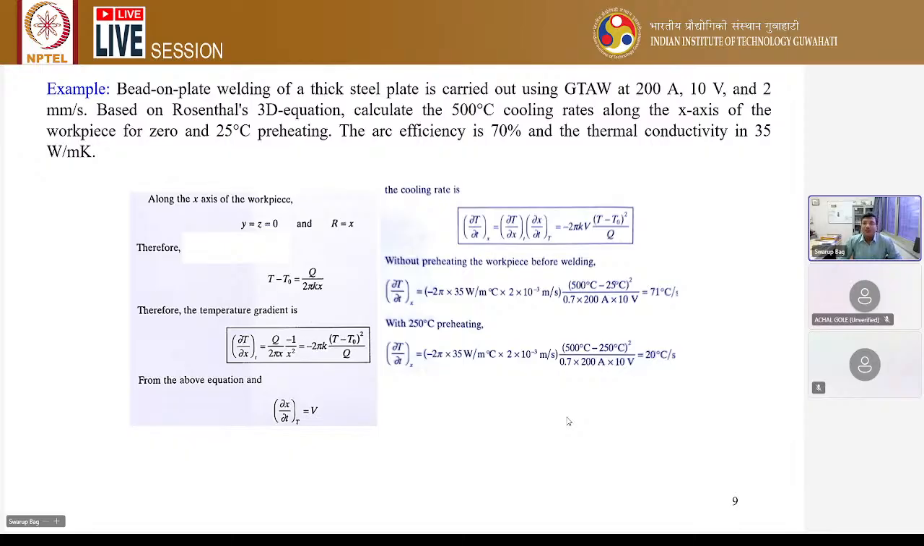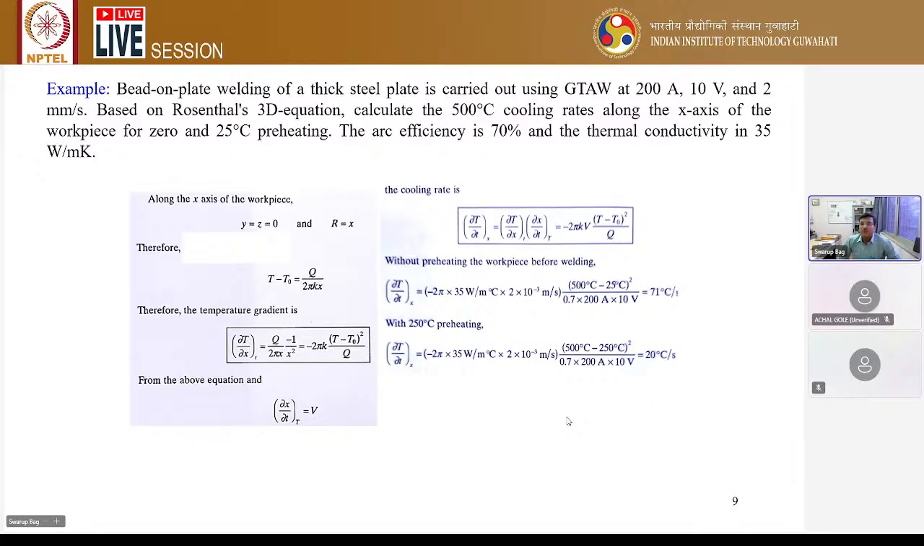Now, how to calculate the Q? What is the heat input? Q total heat input is basically power. We can calculate it from the applied current and voltage, so 200 ampere into 10 volt. But not all the energy is utilized for melting, so some part is lost. That's why the arc efficiency is given as 70%. So we multiply by 0.7: 0.7 into 200 ampere into 10 volt, that gives the heat input, which is equivalent to the capital Q.